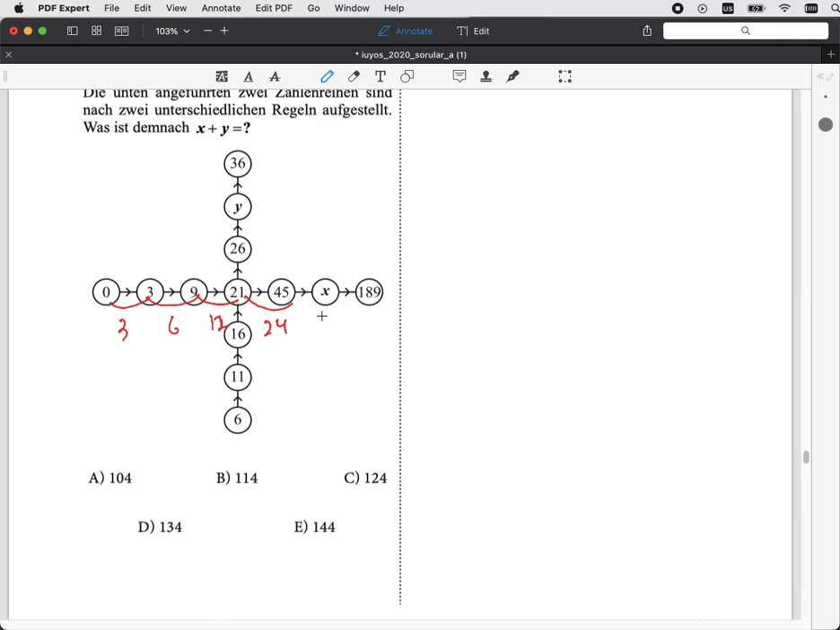Three, six, 12, 24. So this should be 48. 93, 5, 5, 5, 5, 5. So this is 31. And 93 plus 31. The answer is 124. C.